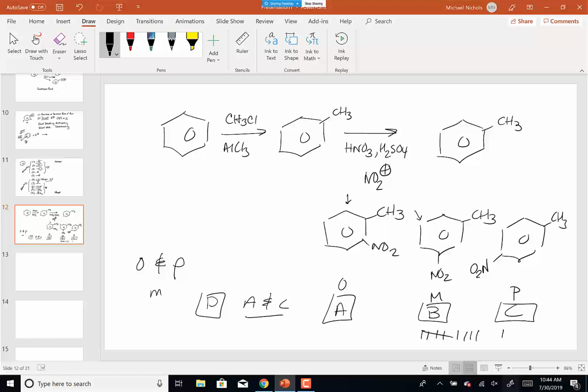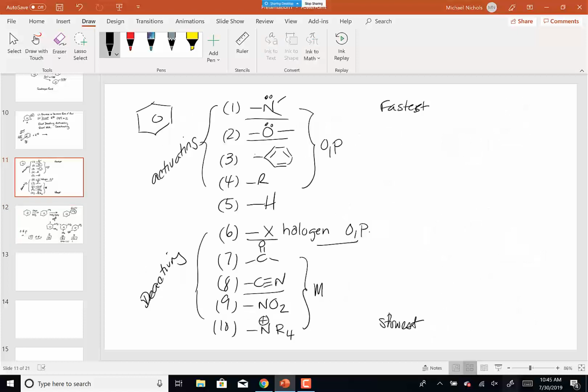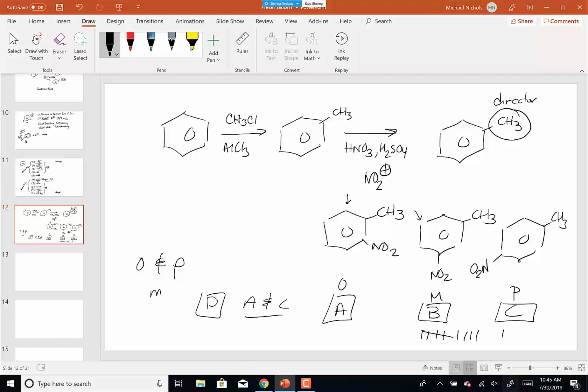Who is directing? It's a rhetorical question. The group that is on the ring is going to be the director. That is the group that directs. And it tells the electrophile where to go. Oh, didn't I kind of say that though? Well, we have it now. It's the group on the ring that's the director.